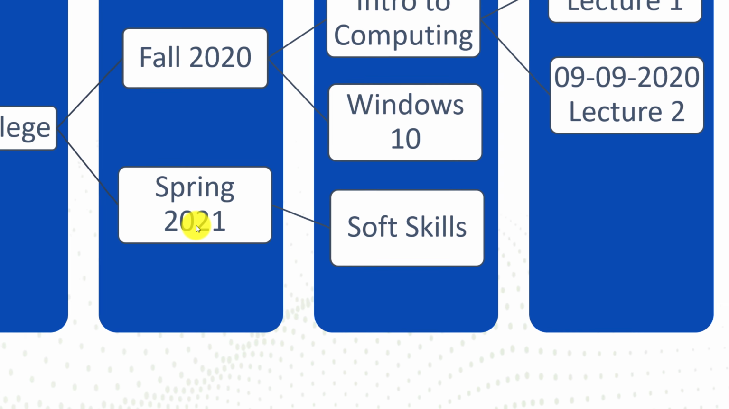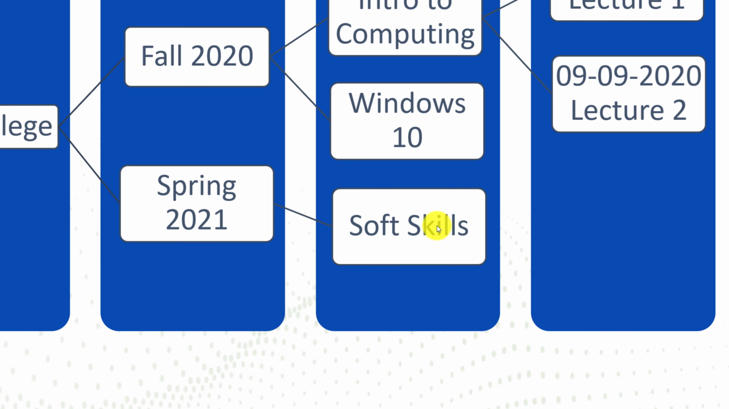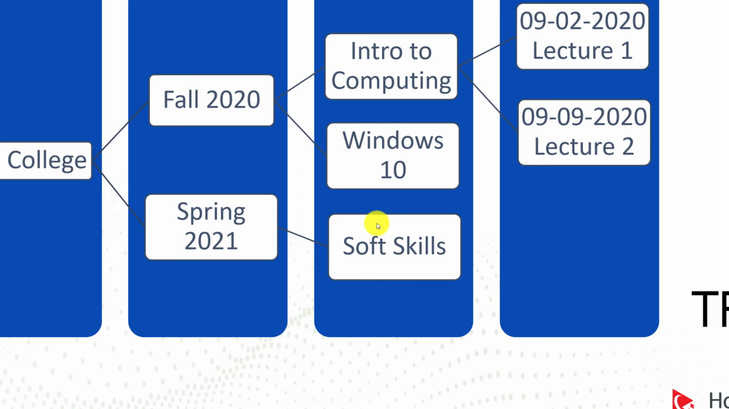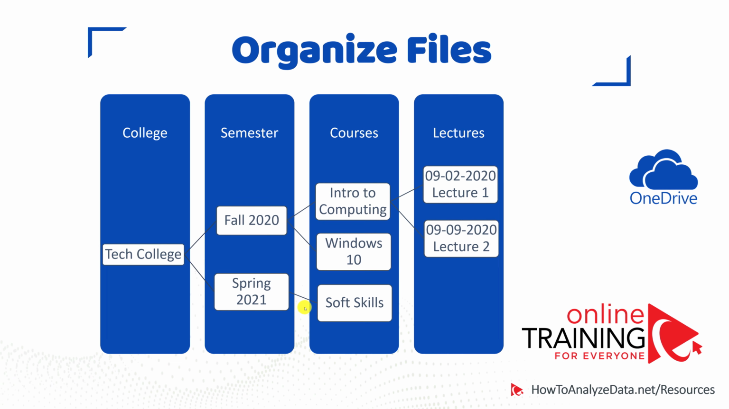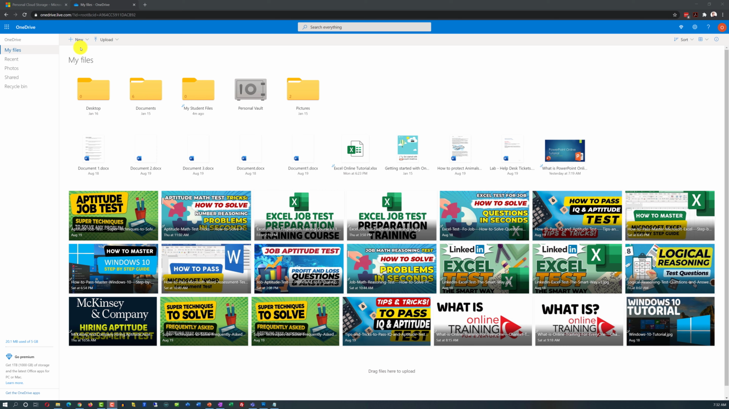In the spring of 2021, you only have one class, which is called Soft Skills, and you didn't have any lectures for this class yet, but you can already pre-build the structure for this class. How would you organize this data in OneDrive? First step is to create a top folder, which we will call Technical College.